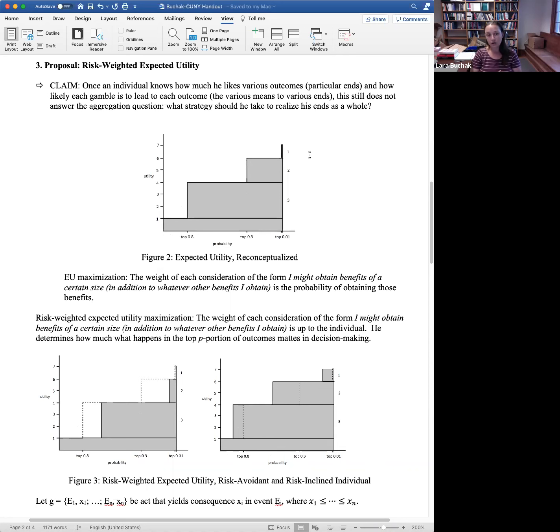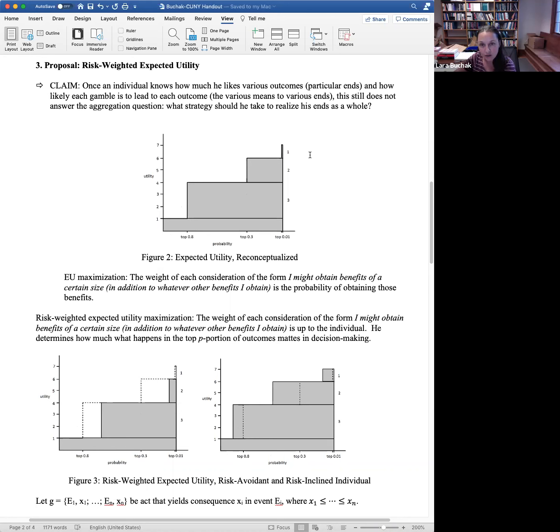On the other hand, you might be the kind of person who says, look, the fact that I might get this additional 3 utility in the top 80% of states, well, that's worth quite a bit. That's really good. I'm going to weight that pretty heavily in my considerations. The fact that I might get something worth 2 more in the top 30% of the states, again, that's pretty good. That's going to be worth a lot to me.